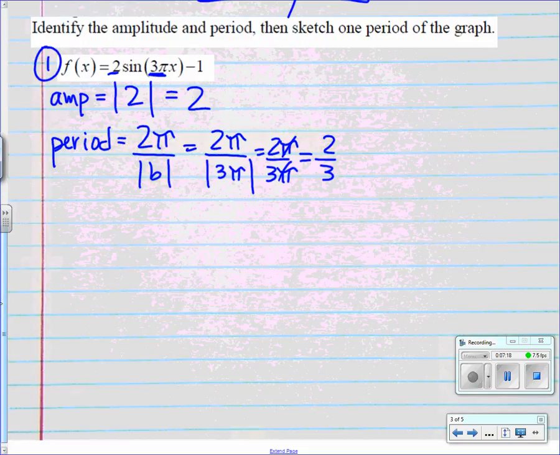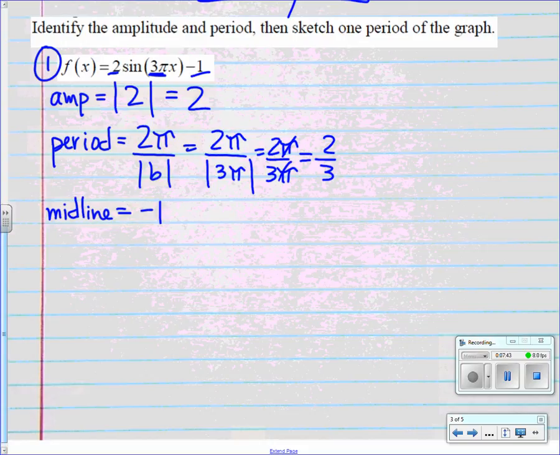So every 2/3 on the x-axis, it will repeat. That's what that means. Next thing is the midline. And the midline's easy because it's always the number being added or subtracted. Most of the time it's at the end, but sometimes it may be at the beginning of the function. But that's going to be the -1.